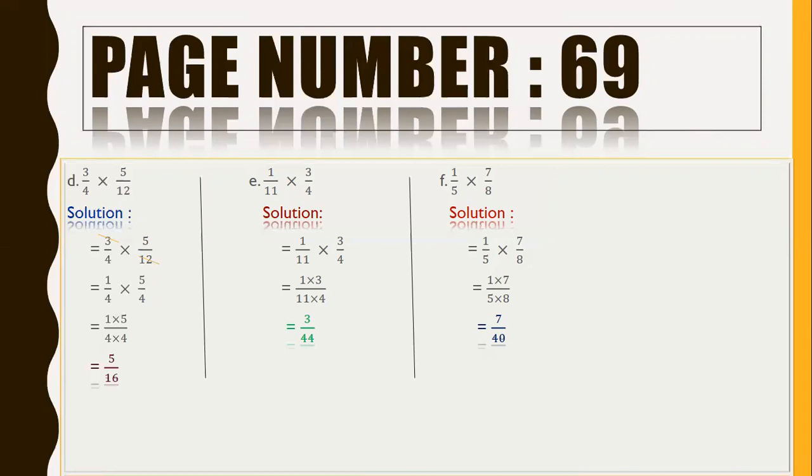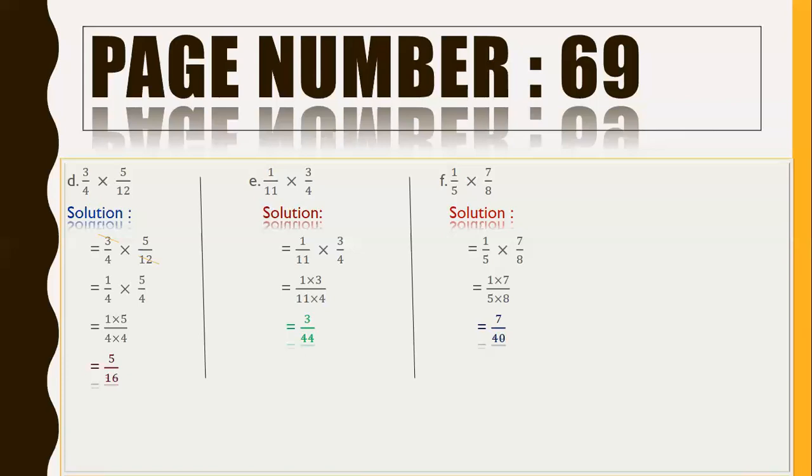In part E, 1 over 11 and 3 over 4, we see no cancellation over there because we cannot cancel 3 with 4, 3 with 4 and also 3 with 11. So we multiply them, 1 with 3 and 11 with 4. 3 over 44 is the required fraction of 1 over 11 into 3 over 4.